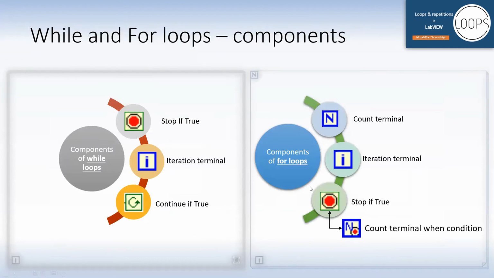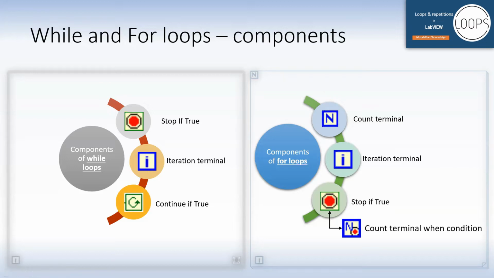So here are the three different components you see in the for loop, and this is the while loop. For a while loop, this is the button which can be changed to this one. When it is like this, you have to supply the true value to stop the while loop. When it is like this, it continues if true. Means if you supply the true value to this, the while loop will continue, and if you supply the false value to this, it will stop. And it has the iteration terminal, which gives you the number of counts that happen in your while loop.